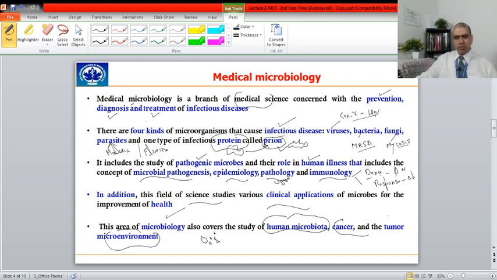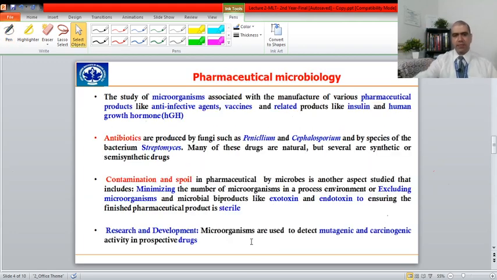In medical microbiology we can also learn about cancer and tumor microenvironments. When you look at tumors, you can see the environments surrounding them. So in medical microbiology, we also see what other organisms are present in the vicinity that can cause cancer or may help in causing cancer. For example, viruses are a main cause of cancers. If these viruses are surrounding the tumor environment, we can study that also under this field.